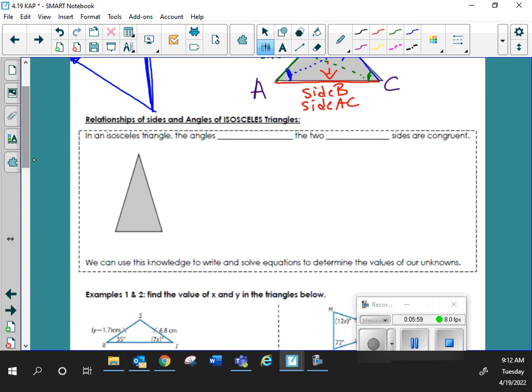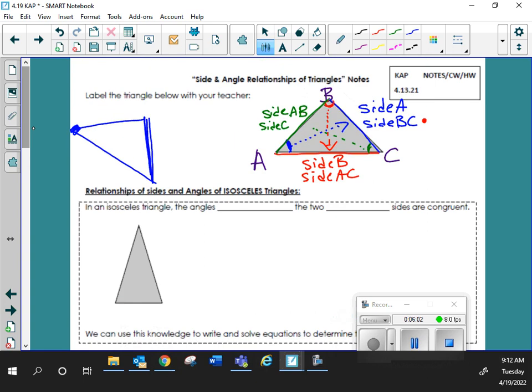That's CB. I'm going to let you read it on your own. Okay, so first we're going to talk about isosceles triangles.